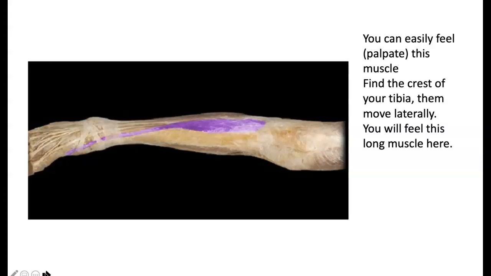So you can easily feel this muscle if you simply feel the anterior part of your leg below your knee, and feel the crest of the tibia. You'll remember that from doing the bones. And to the side, laterally, move your hand, and you should be able to feel this tibialis anterior. This is the muscle. The inflammation there is what causes shin splints.